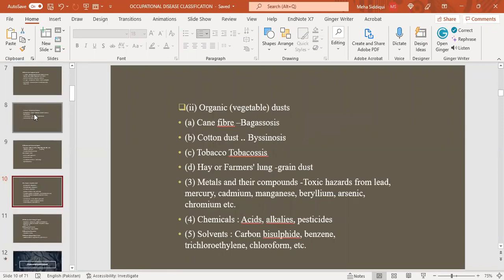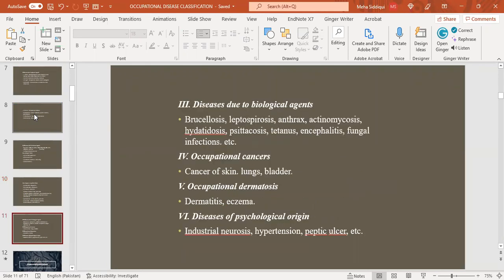Then comes organic dust: cane fiber leading to bagasosis, cotton dust causing byssinosis, tobacco leading to tobacco-related disease, and grain dust causing farmer's lung. Metals and their compounds are toxic hazards, such as lead, mercury, cadmium, manganese, and chromium, and chemicals like acids, alkalis, pesticides, solvents, carbon disulfide, benzene, chloroform, etc.